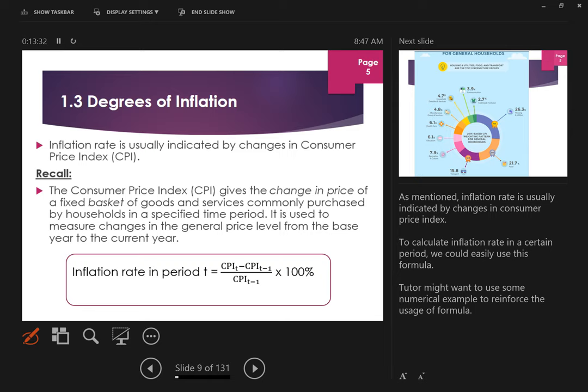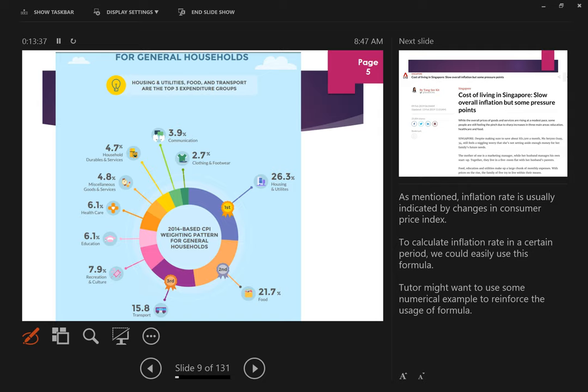So just now I mentioned that I'm going to show you Singapore's CPI and the various components. In Singapore, you can see for the general household what is included in our CPI, our basket of goods and services. You can see housing and utilities, food, as well as transport. These are the top three expenditure groups of the average household in Singapore. There are others as well, but these three are the top three. The percentages are basically the weights that are allocated. So the heavier the weight, it suggests that the household spends proportionally much more on this segment of expenditure.